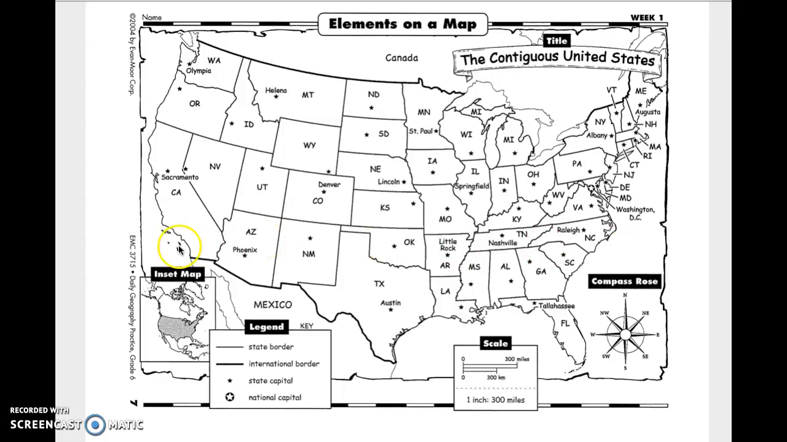The inset map is the fifth element on a map. This one shows that the United States is in this light gray, and the rest of North America is outlined. So we can tell where in the world the United States is located. It shows that above the United States is Canada, to the south of the United States is Mexico, and those are also included as labels on this map.